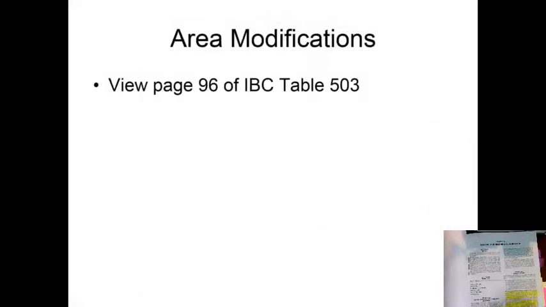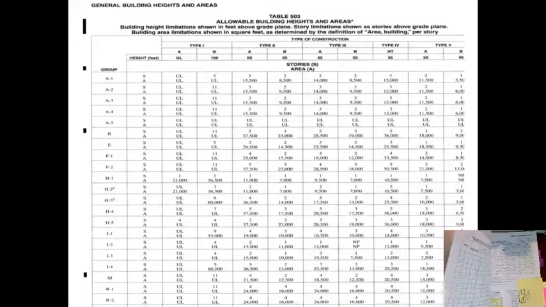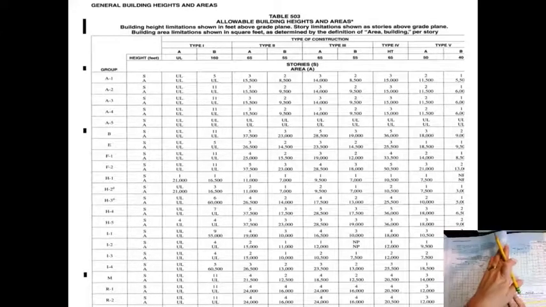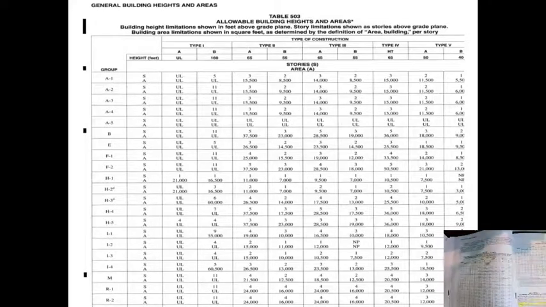So let's look at the table in our code book. I always say table 503. It's on the next page. And I want you to kind of understand how this works. Let's review this table. You can look at it or follow along in your IBC code book. Look at table 503, allowable building heights and areas. All right, remember we had the different types of construction. Type 1, Type 2, Type 3, Type 4, heavy timber. Type 5, I called stick, which is made out of 2x4s, 2x5s.